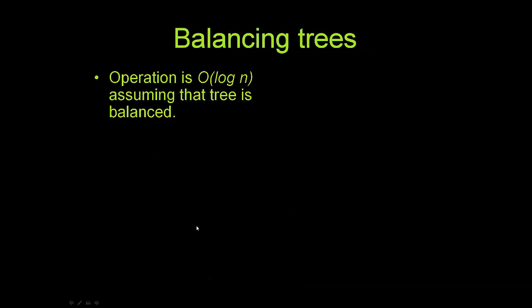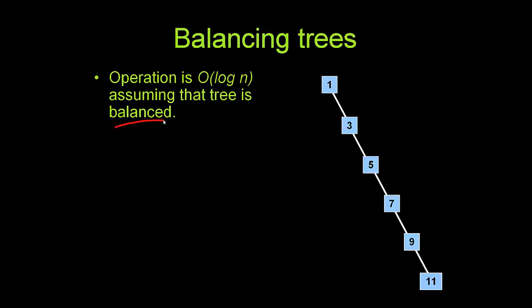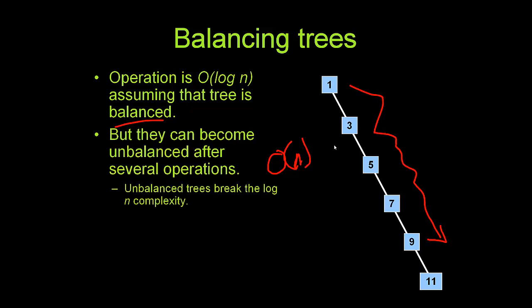Okay, now we just said that this order of growth is log n, but the assumption is that the tree is balanced. Okay, if the tree is like this, this is actually a valid tree. Okay, but obviously this is nasty because this one will be order n, right? It's not order log n, it's order n for all operations because you have to go down the entire tree, which is the whole length. So this is called an unbalanced tree. Right, and basically it will break the log n complexity.